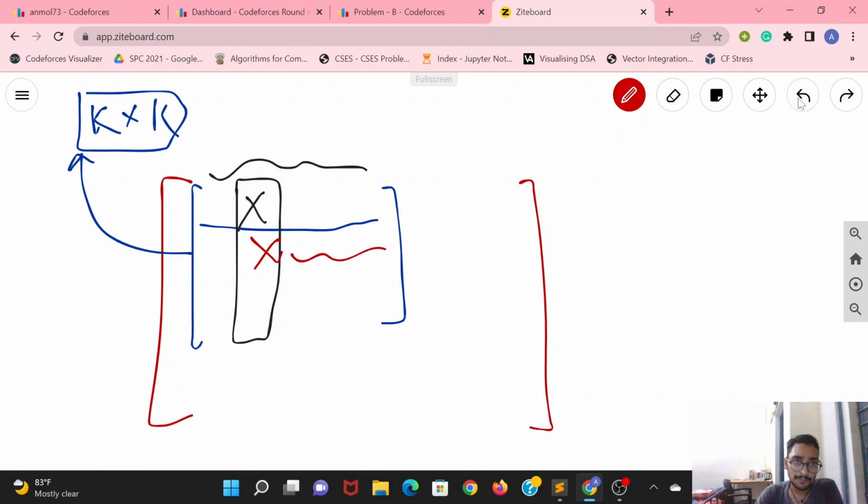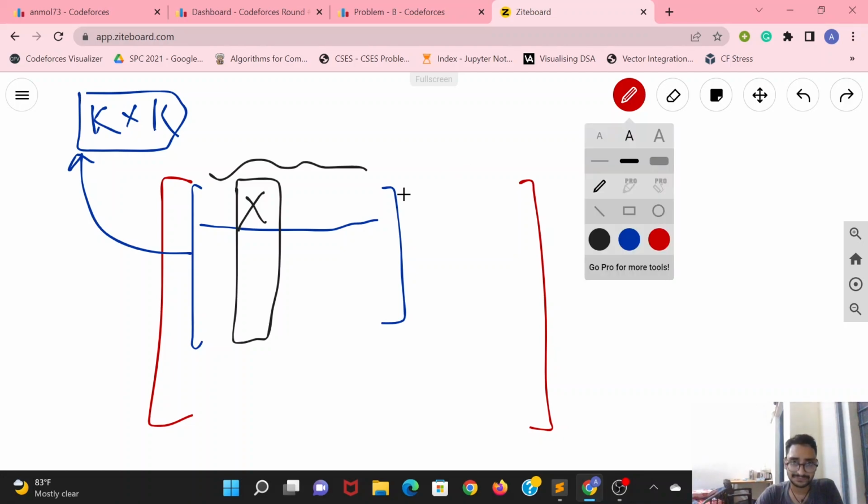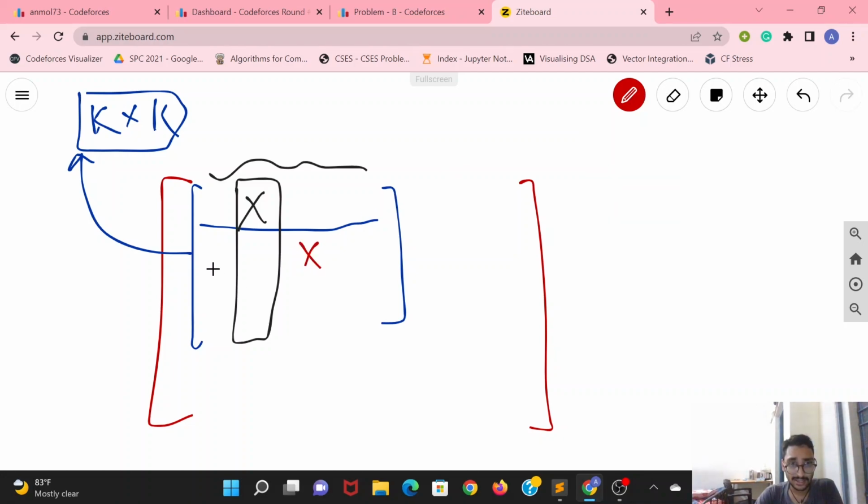Rather, if you put this x somewhere else, suppose we put the x here, not only will this cover this row, but it will also cover this column. So we are again covering two things, a row and a column, with this x. Similarly, we can do it for all things.